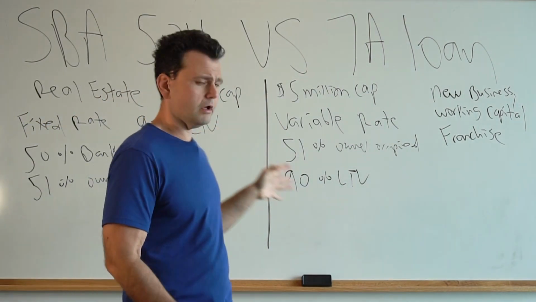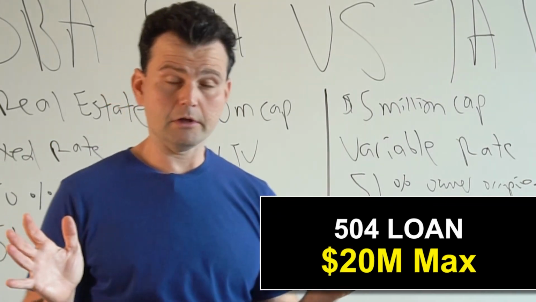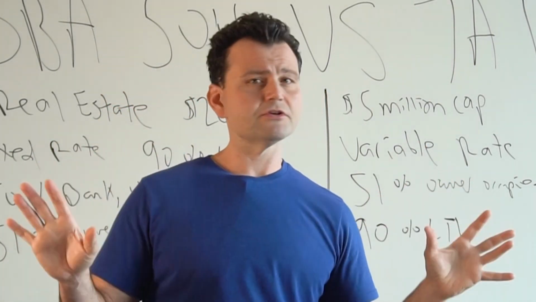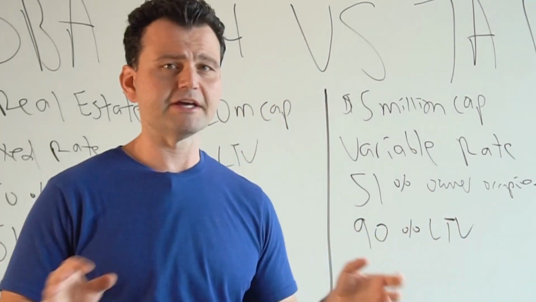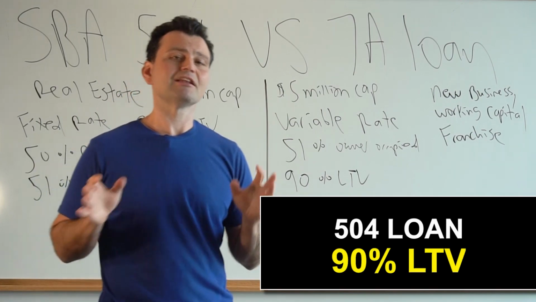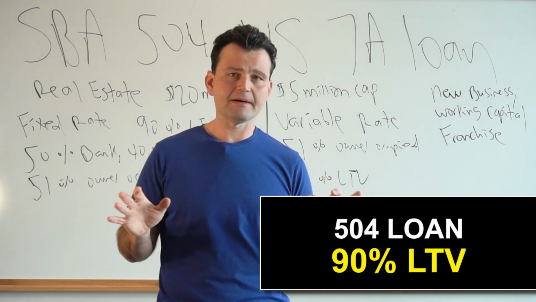With the 504 loan, you can go up to a $20 million loan with the SBA. This is great for small business owners. If you're a small business owner, SBA is awesome. You can go up to 90% loan to value. That means you only have to put 10% down.